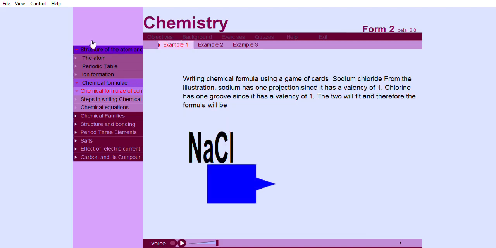Writing chemical formula using a game of cards. Sodium chloride. From the illustration, sodium has one projection since it has a valency of 1. Chlorine has one groove since it has a valency of 1. The two will fit and therefore the formula will be NaCl.